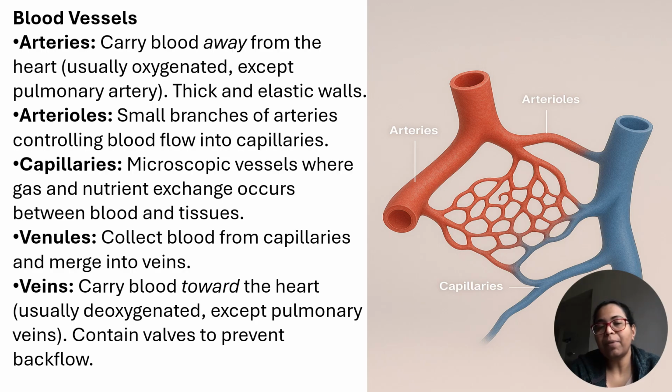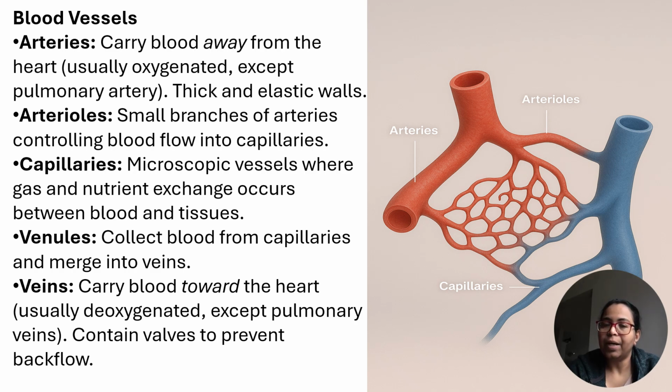Arterioles are the smaller branches of arteries which control the blood flow into the capillaries, and the capillaries are the microscopic vessels where gas and nutrient exchange occurs between the blood and tissues. Venules collect blood from the capillaries and merge into veins.